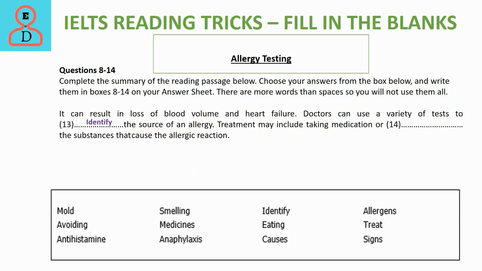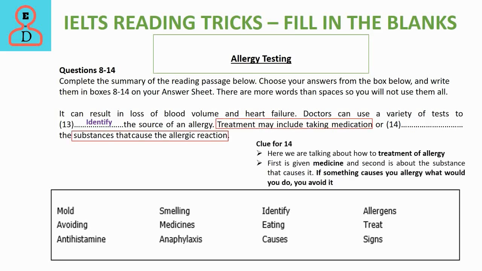In blank 14, we are talking about ways to treat allergy. The first one is given, and that is take medicine. Now after the blank, we are talking about substances that cause allergy. Obviously we cannot take those substances because these are causing allergy. Now you tell me something. If something or someone is causing you trouble, then what do you do? Yes, you guessed it right. You avoid that thing or person. Hence, our answer is avoiding.